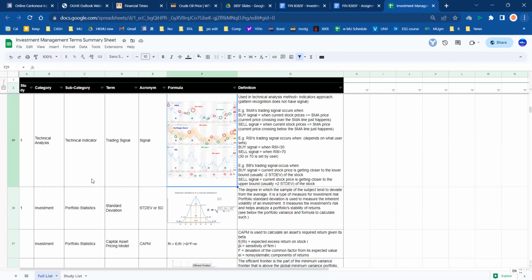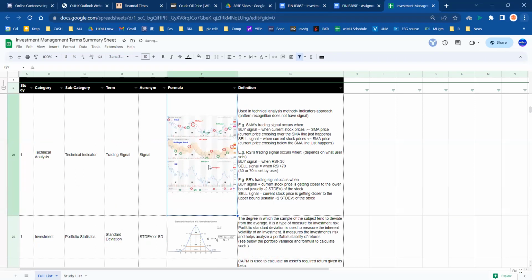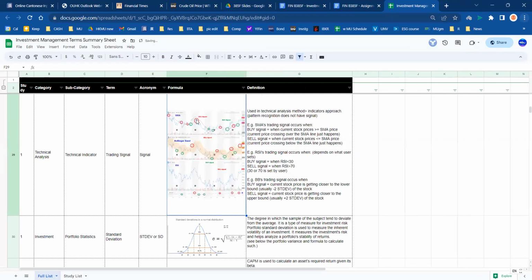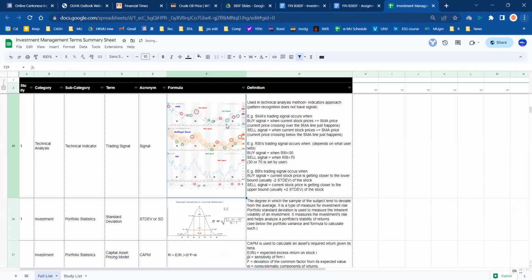You can actually blow it up. Can I make it wider and make this wider? Yeah, so something like this. You can make this wider and just to make things clear, what is sell, what is buy. Then you will be able to interpret what is the meaning of all these things like buy sell signal.